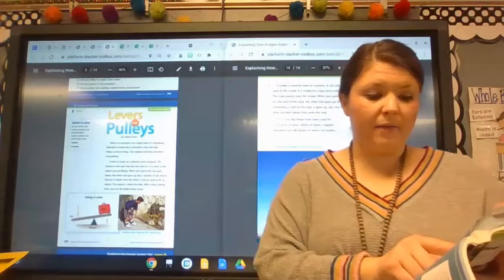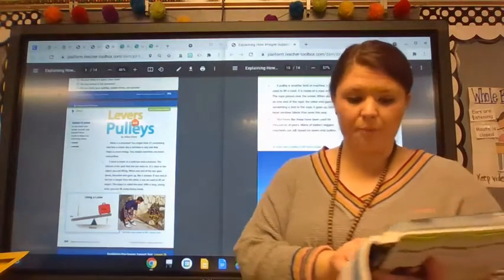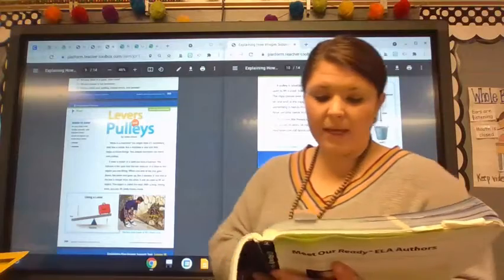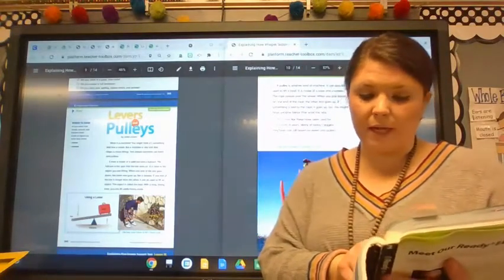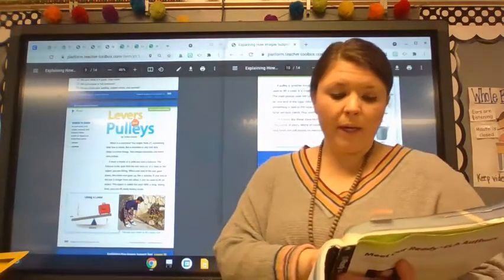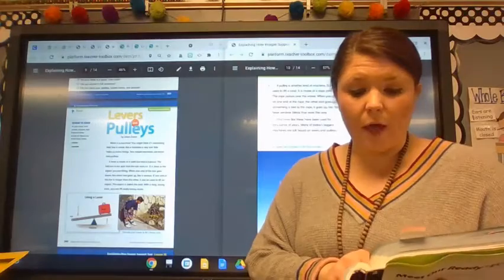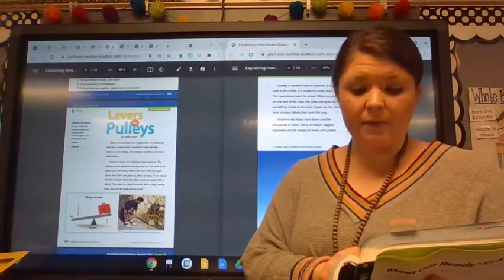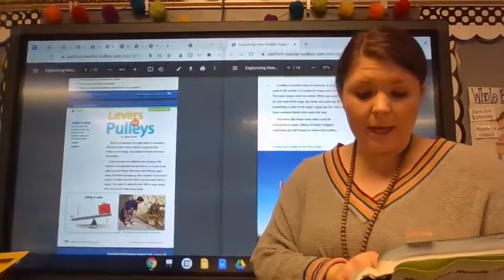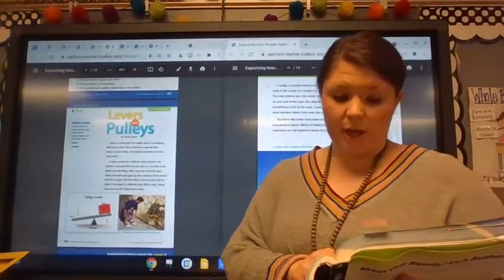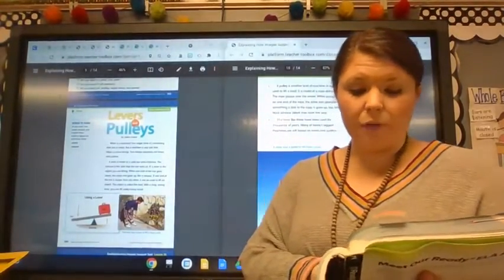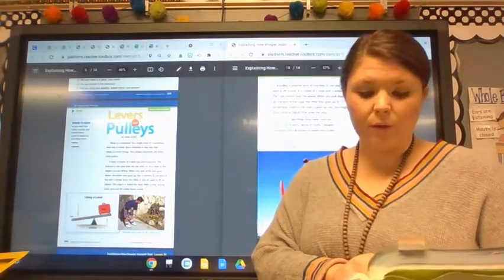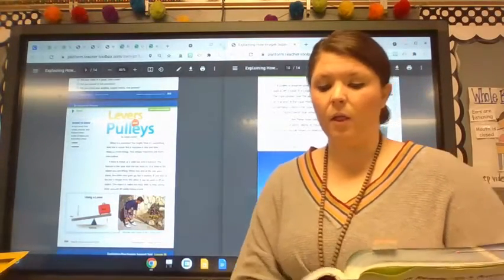A lever is made of a solid bar and a fulcrum. The fulcrum is the spot that the bar rests on. It is close to the object you are lifting. When one end of the bar goes down, the other end goes up like a seesaw. If one end of the bar is longer than the other, it can be used to lift an object. The object is called the load. With a long, strong lever, you can lift really heavy loads.